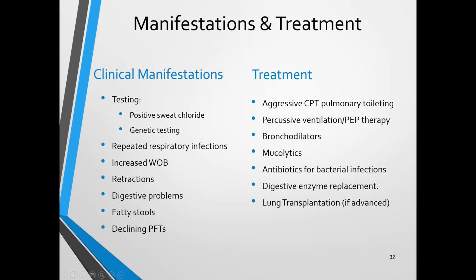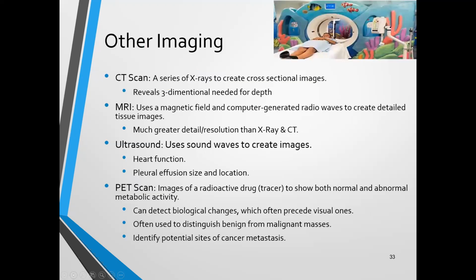Treatment: aggressive CPT and pulmonary toileting, percussive ventilation, PEP therapy, bronchodilators, mucolytics, antibiotics for bacterial infection, digestive enzymes, and lung transplantation if it's advanced. Kids living with CF are living into adulthood, but they're not necessarily living to their 50s and 60s. There are isolated cases like that, but many times by the time they reach their 30s and early 40s, they're hopefully candidates for lung transplantation. Hopefully they're not too sick for that. That's really what I meant.